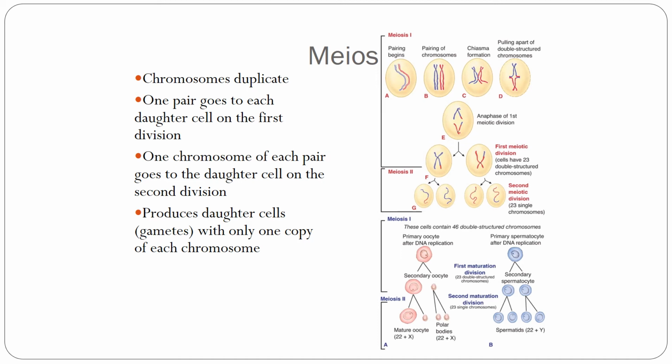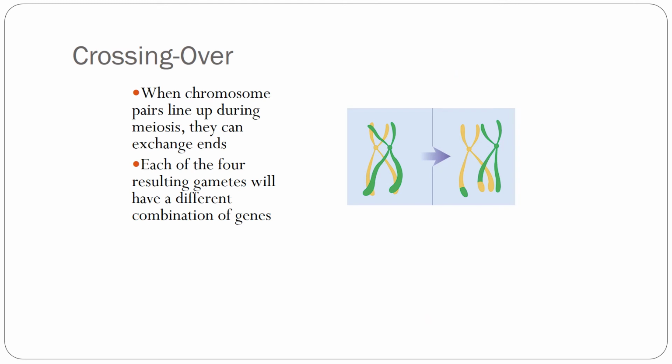So just very briefly, in meiosis the chromosomes duplicate, and one pair will go to each daughter cell on the first division. However, one chromosome of each pair will go to the daughter cell on the second division. I'm talking about it because this will be very relevant when we talk about genetic disorders. And one of the phenomena we want to touch base on here is crossing over. When chromosome pairs are lining up during meiosis, they may, and they will, exchange ends.